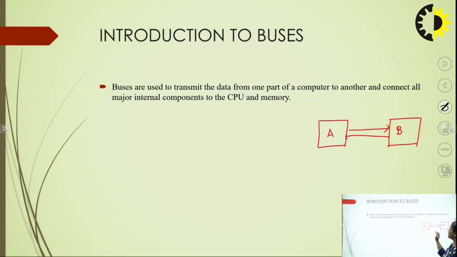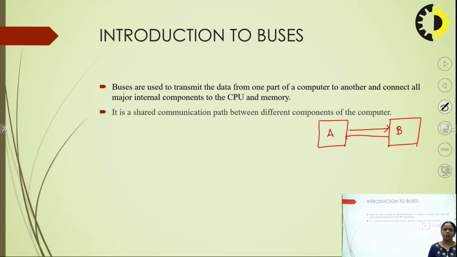So to connect these two devices, I need a bus connection, which is a communication path between these two devices. It is a shared communication path between different components. So you can see here, A can send data to B, and B can send data to A. So this is our introduction to buses and uses of buses.